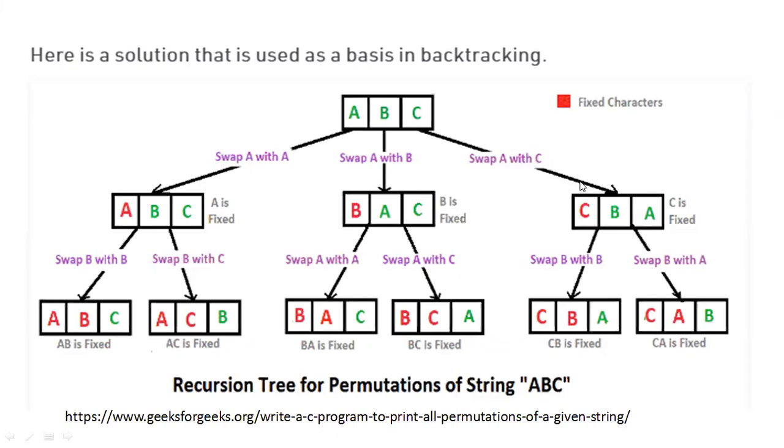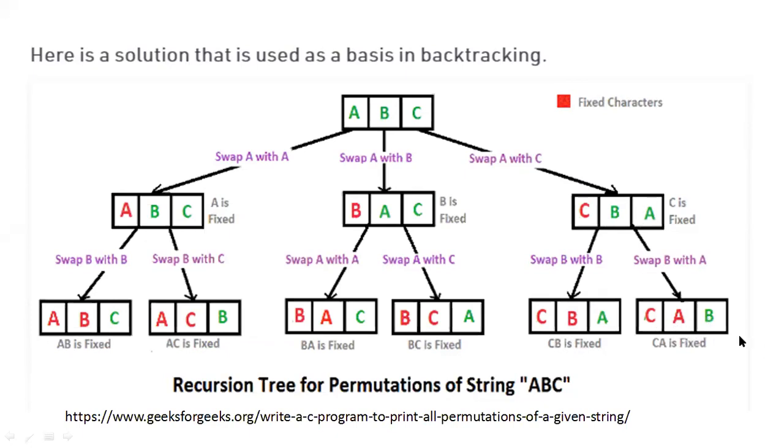Again, we backtrack and swap A with C. After swapping A with C, we got another combination, that is CBA. Now we make two characters fixed, so B swap with B. So CBA, the fifth combination we found. Again, we backtrack and then swap B with A. Finally, we got the sixth combination, that is CAB. So CA is fixed and the next one is B.